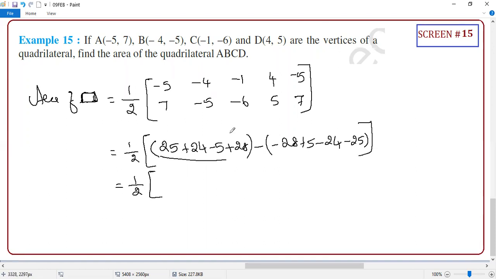Guys, what is this answer? Anyone can simplify and tell me? 25, 24, what is this? 28. Anyone can tell me? What is the answer, guys? Simplify and tell me the answer. Guys, this is 49, students. 72. 49, 72. Thank you.